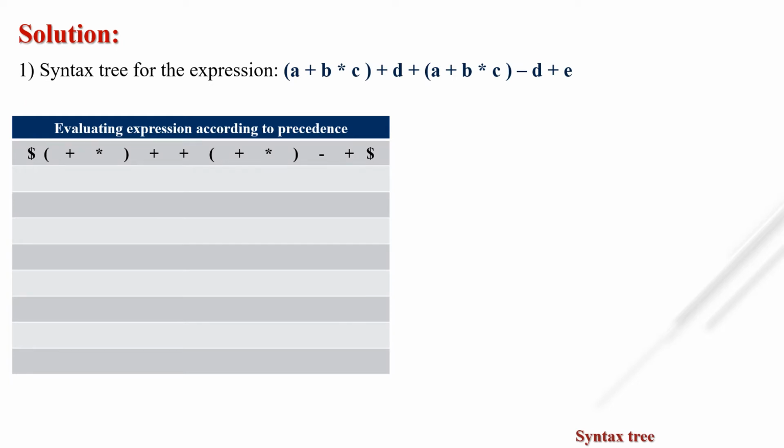So this is the solution for the question. First one is the syntax tree for the expression a plus b into c plus d plus a plus b into c minus d plus e. As we know, to draw the syntax tree we have to follow the precedence of the operator. Okay, so which sub expression will be first evaluated? While we put the precedence between the operators, the handle that occurs is this star. So this star represents b into c, which will be first evaluated. So we draw the syntax tree for b into c first.